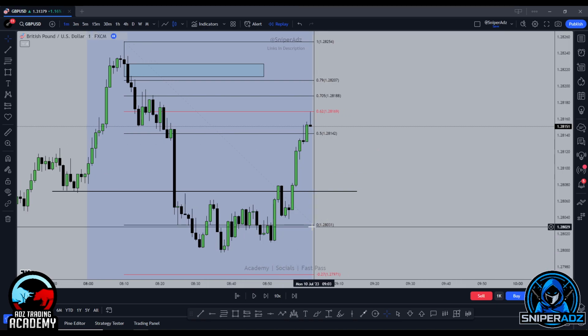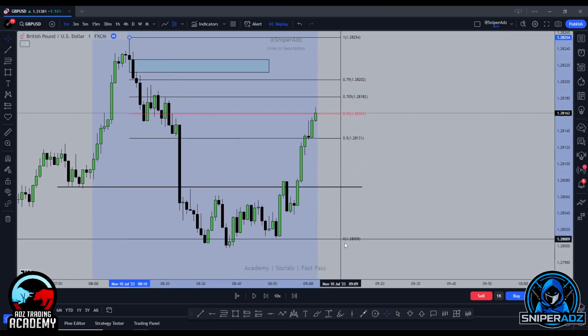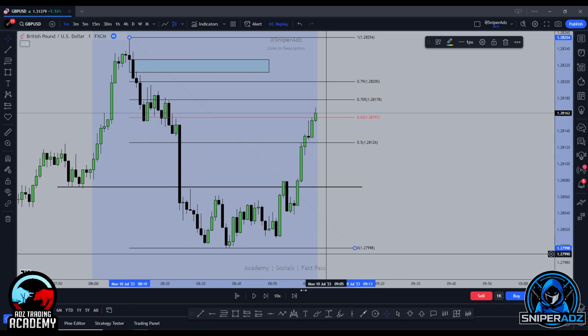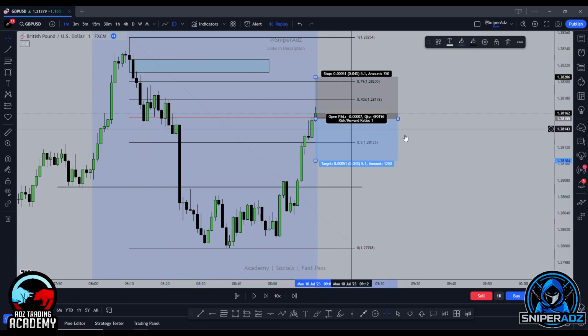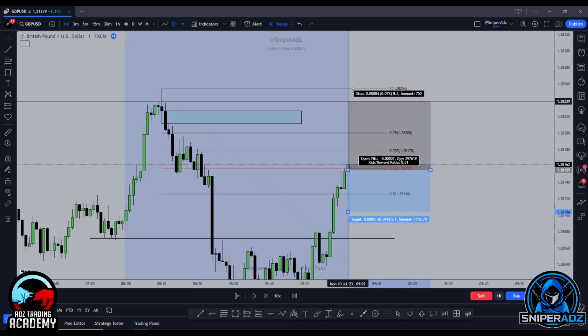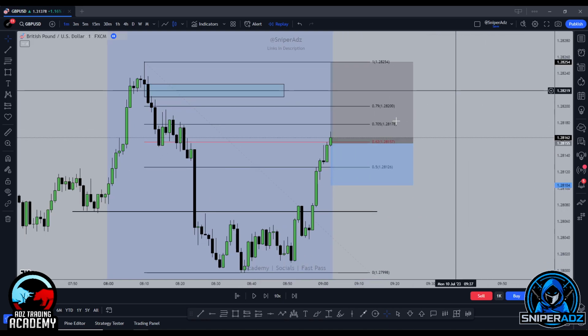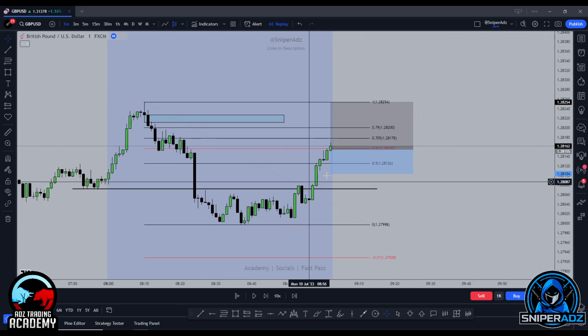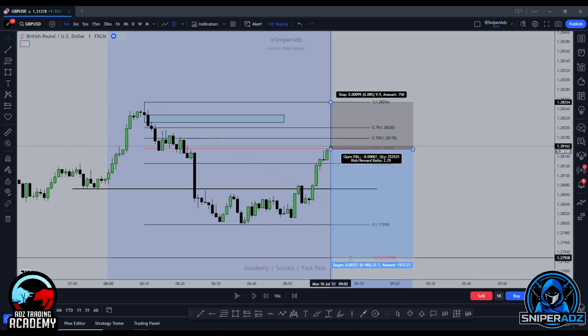Okay, great. So now that it's come down into here, we're going to extend our Fibonacci, and we've actually gone ahead and entered on the 62%. Now that we've entered on the 62%, we're going to put our stop loss above the previous high, and we're going to go ahead and target the minus 27 Fibonacci extension level. Boom, just like that, right?